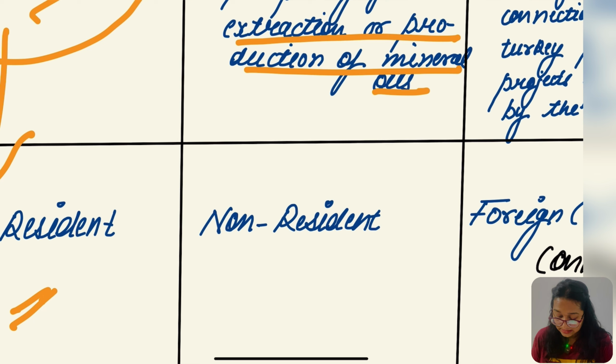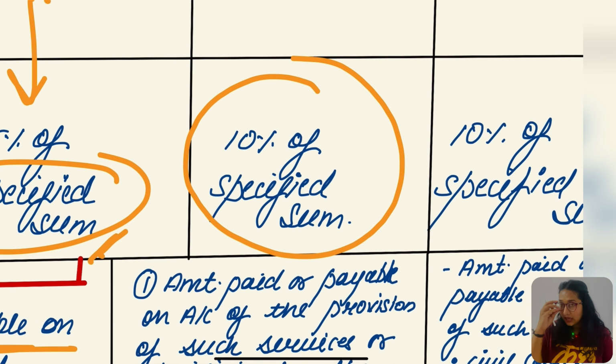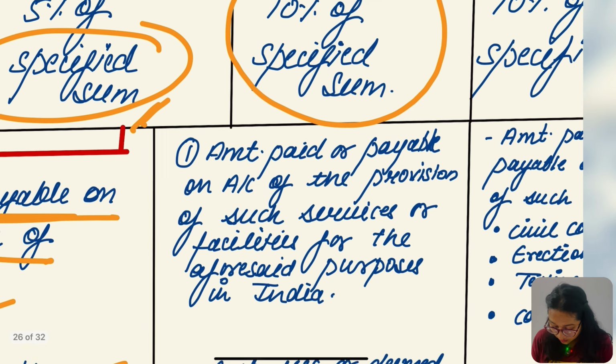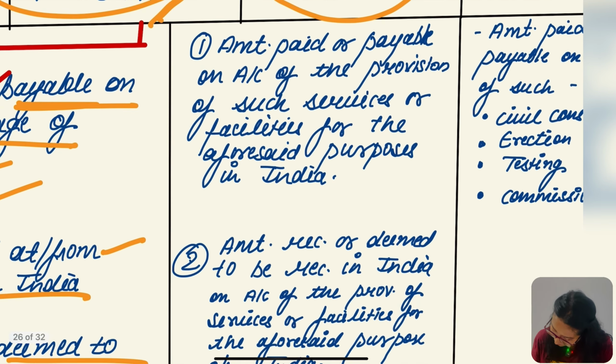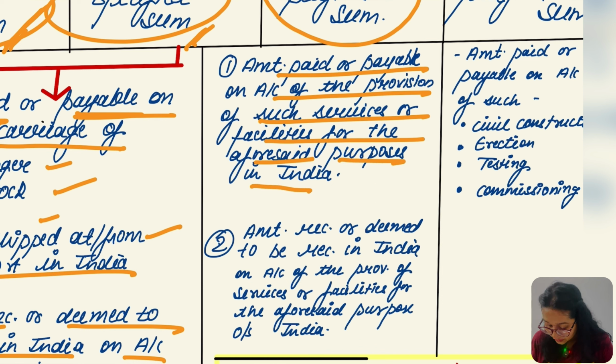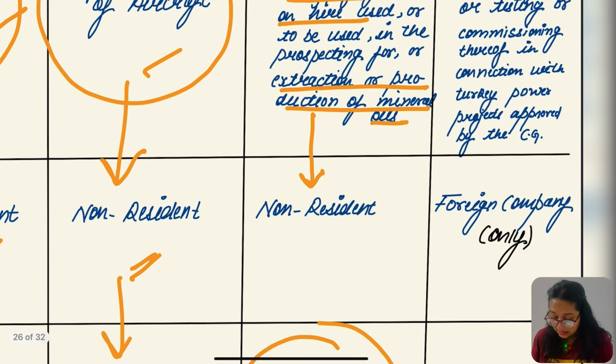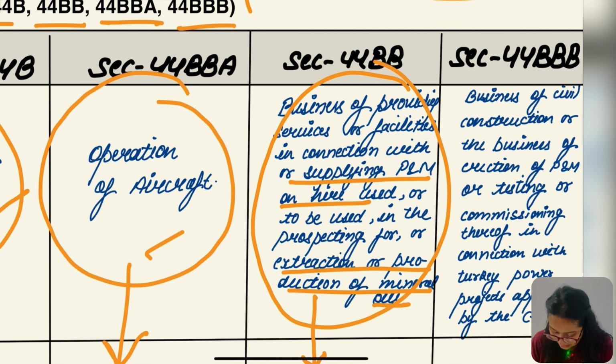In that case, the eligible SSE is going to be non-resident. Let's check what the presumptive income is: 10% of the specified sum. Let's check what the specified sum is in this case. Amount paid or payable on account of provision of such service or facility for the aforesaid purpose in India, or amount received or deemed to be received in India on account of the provision of service or facility for the aforesaid purpose outside India. Hope this was clear to you. In this case where the person is engaged in this business, 10% would be the specified sum limit.